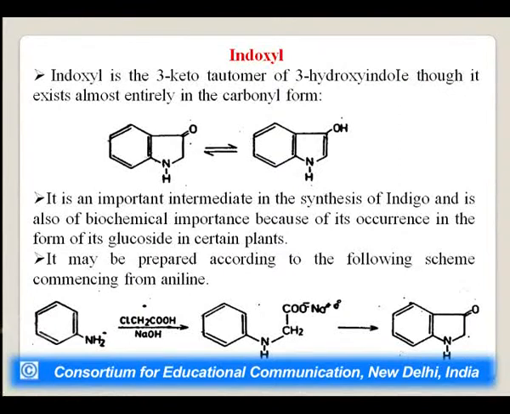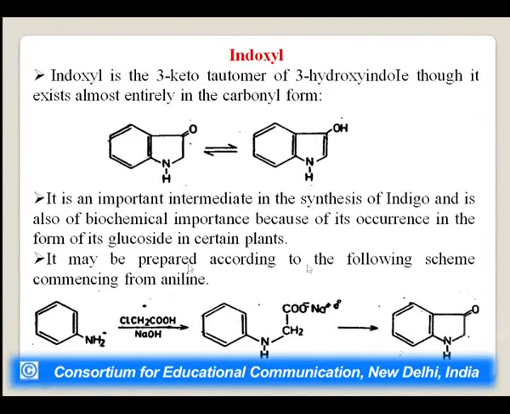So, we have discussed the pyridine derivatives. Now, the derivatives of indole. We have discussed indole in the previous lecture. What is indoxyl? Indoxyl is the 3-keto tautomer of 3-hydroxy-indole, though it exists almost entirely in the carbonyl form. Here you can see this is the keto form, and by the transfer of a proton you can see this is the enol form, meaning tautomerism. It is an important intermediate in the synthesis of indigo and is also of biochemical importance because of its occurrence in the form of its glucoside in certain plants.